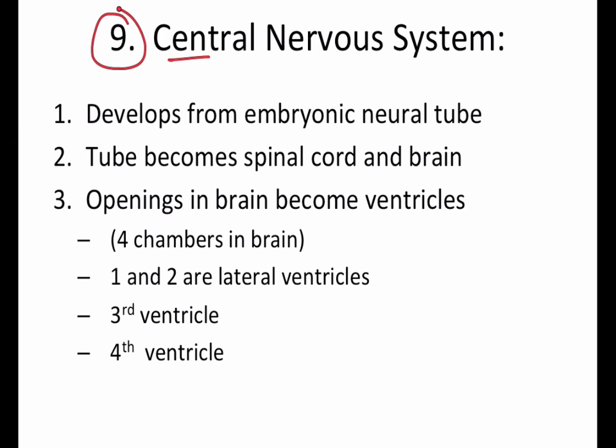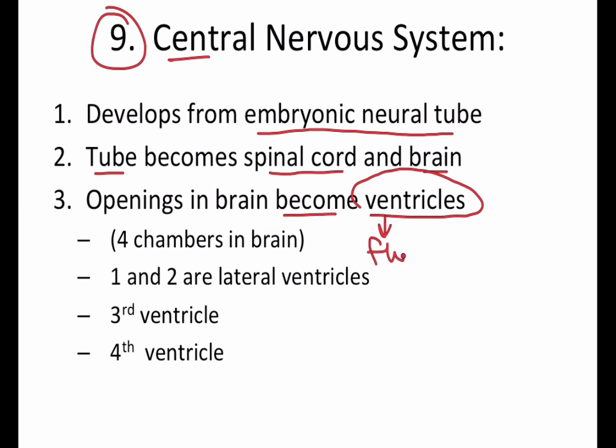Okay, so we're starting off with number 9 in your study guide. The central nervous system develops from an embryonic neural tube. That tube ultimately becomes the spinal cord and also the brain. You also have some openings in the brain that become ventricles. Ventricles are open spaces that are fluid filled, so maybe I should write that: fluid filled chambers or spaces. There are 4 chambers or spaces in the brain.